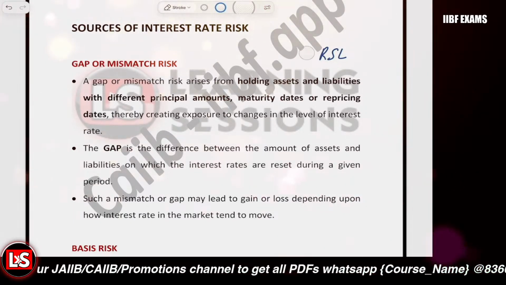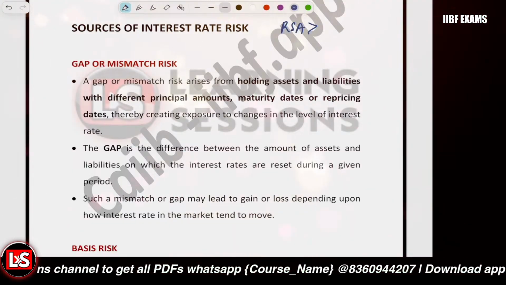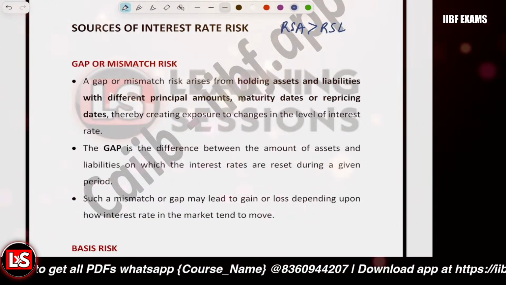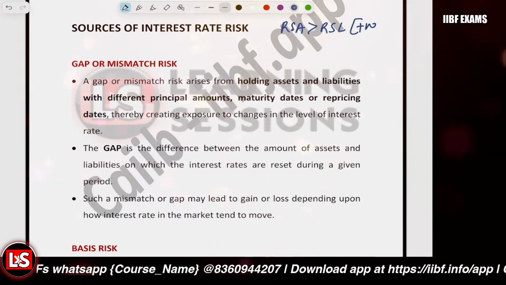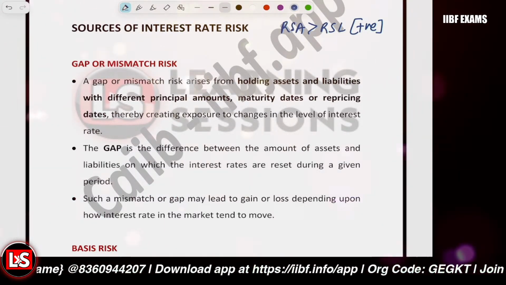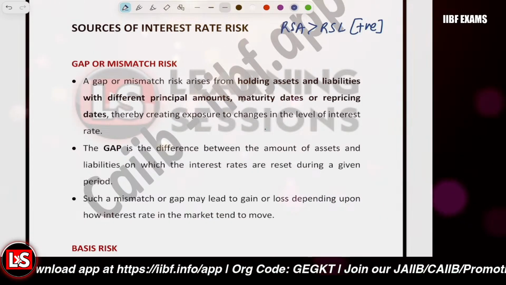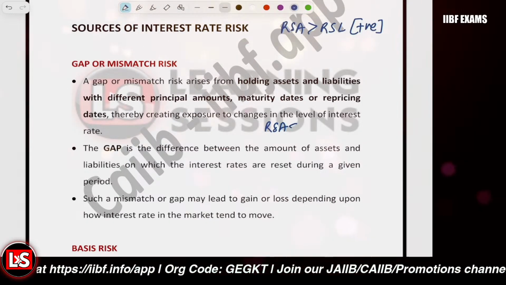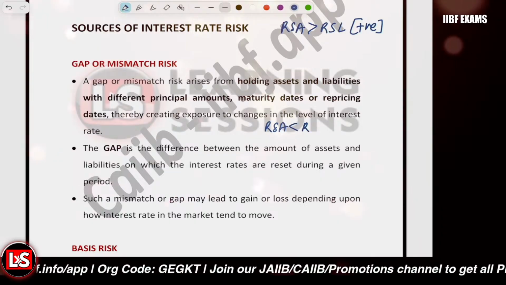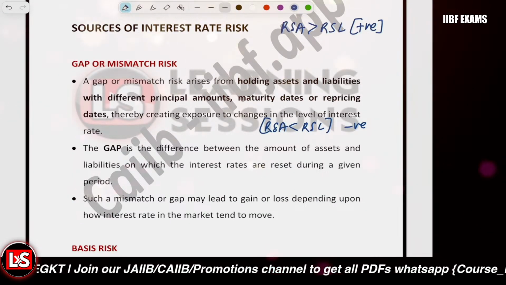And when the amount of RSA, the risk sensitive assets, is greater than the risk sensitive liabilities, we say such a gap is the positive gap. And on the other side, if the risk sensitive assets are lower than the risk sensitive liabilities, we say such a gap is the negative gap. Getting it?